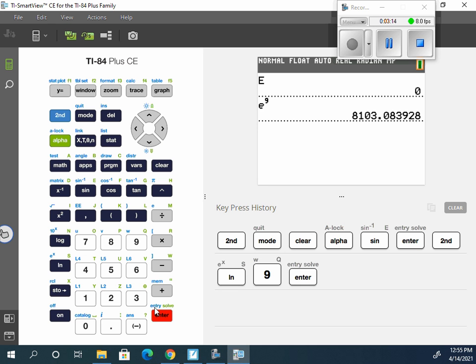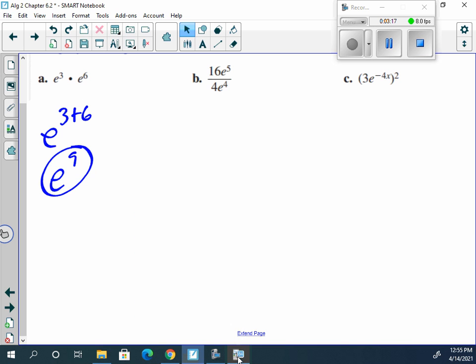16e to the 5th divided by 4e to the 4th. It would be 4e, because 16 divided by 4 is 4. e to the 5th divided by e to the 4th: since we have like bases, we subtract the exponents. So 5 minus 4 is 1. So we could write it as 4e or 4e to the 1st. Either way is the exact same thing.